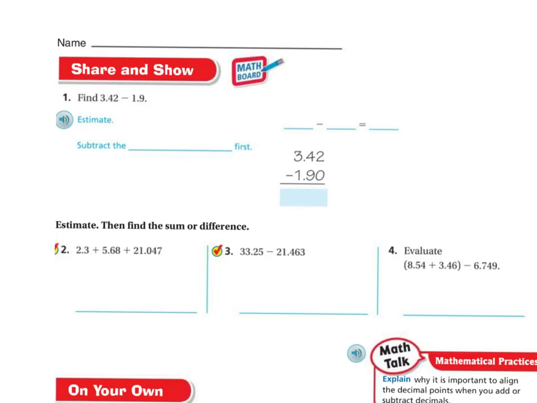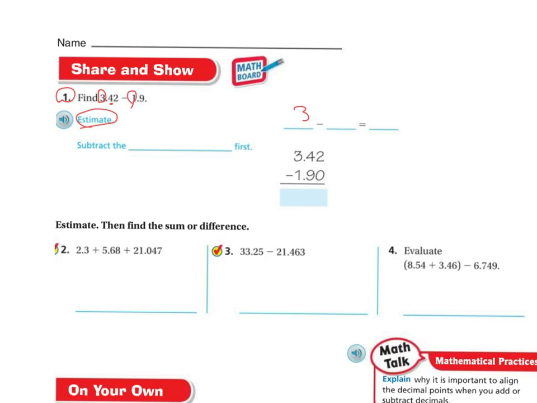All right, let's do a few more problems. We're going to do the share and show. I don't like it lined up like this, but this is just for our estimate. If I have my 3, I'm going to look to the next number. 4 is not 5 or bigger, so I'm going to keep my estimate as a 3.